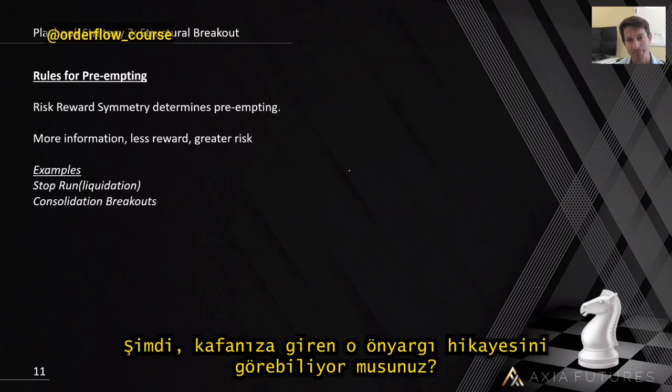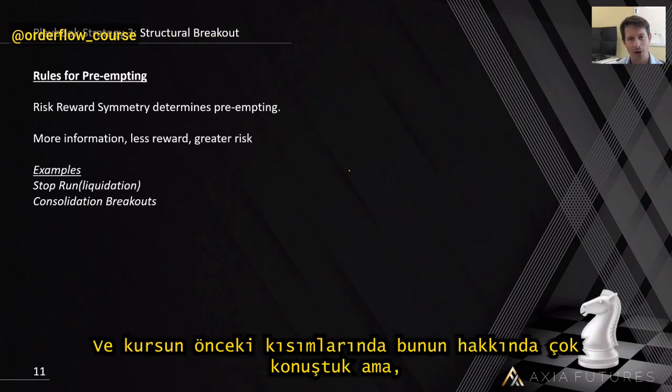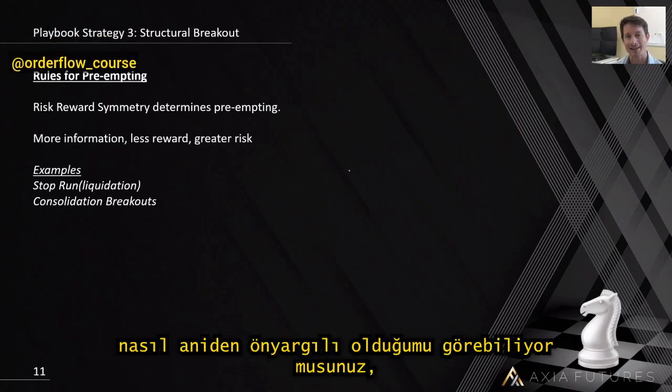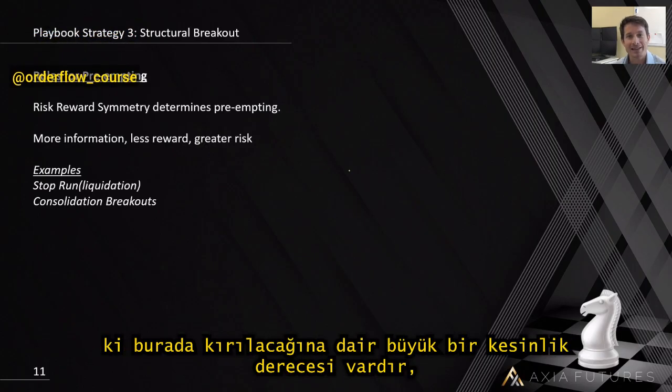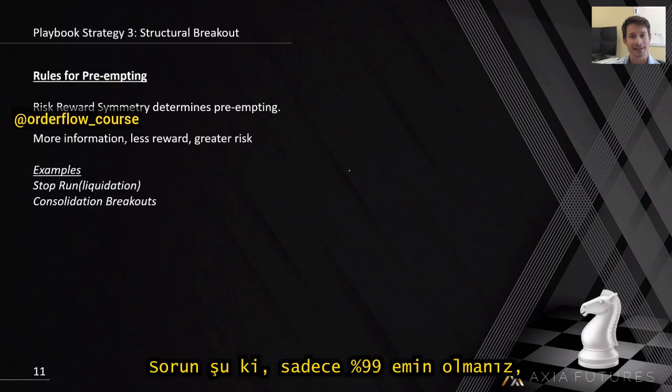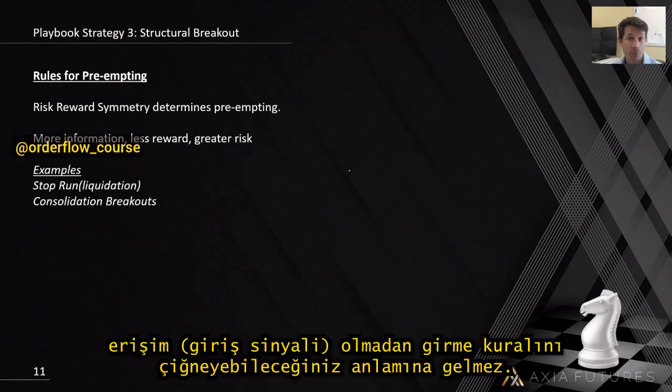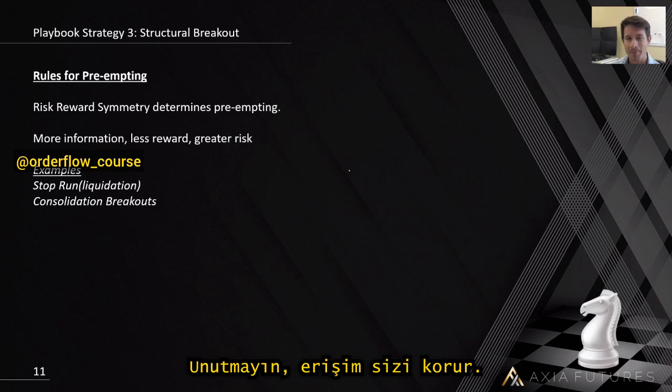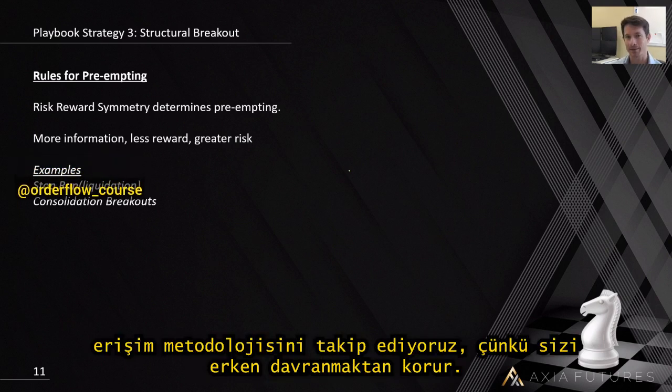Now, can you see that bias narrative coming into your head? And we spoke a lot about this in the earlier part of the course, but can you see how suddenly I'm biased, where there's a great degree of certainty that it's going to break. And more often than not, it does break. That's the reality. The problem is that just because you're 99% certain doesn't mean that you can break the rule of going in without access. Remember, the access protects you. And that's why we follow the access methodology, because it protects you from preempting.